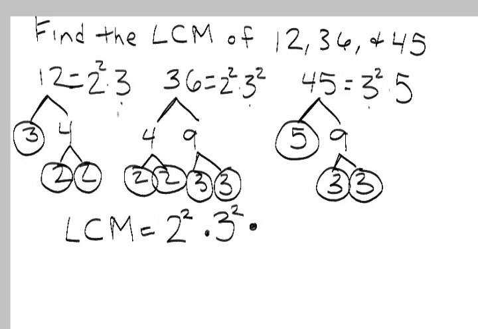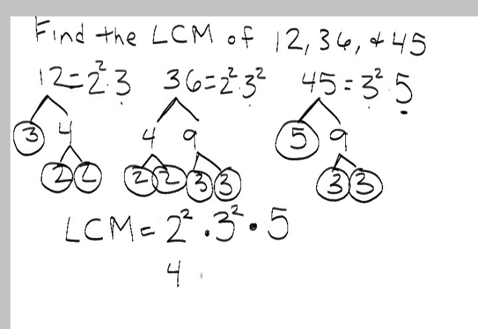Lastly, we're going to look at 5's. 12 has none, 36 has none, and 45 has 1. So the largest amount that any single factorization has is 1 5. So we'll put in 1 5 into our LCM. And we don't have any other prime factors, just 2's, 3's, and 5's for this least common multiple in this case. So our last step is to multiply all of these numbers together.